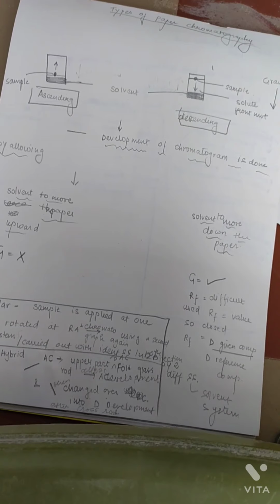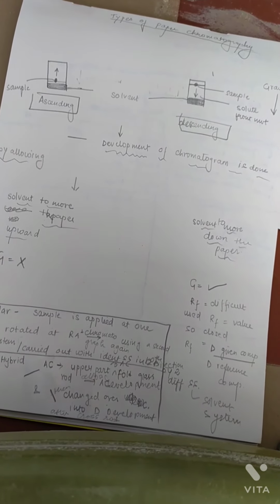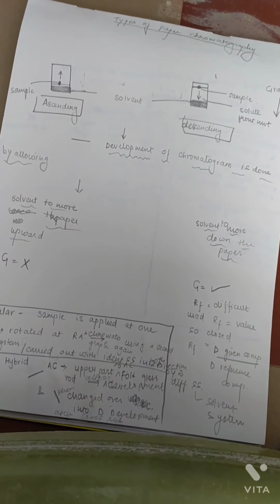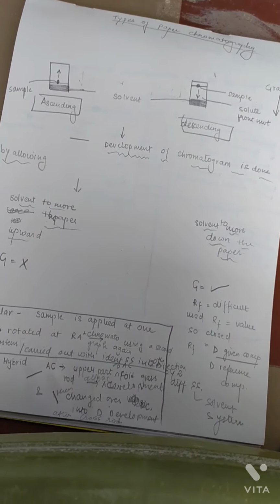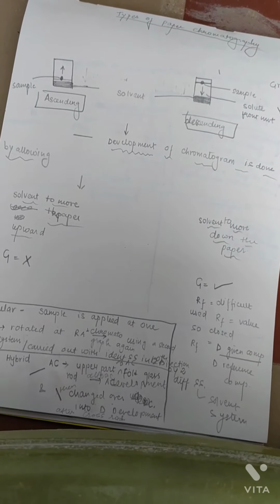Basically, the definitions and the basic concept are important for the types of paper chromatography. And that is about paper chromatography and thin layer chromatography, a comparative account.